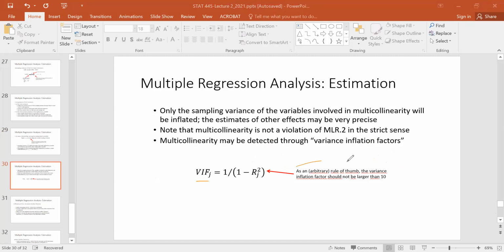Okay. It's an arbitrary rule of thumb. If this number computed by a computer is greater than 10, in some books they say 5, if it's bigger, then multicollinearity is a problem. What is multicollinearity? When there's a near perfect relationship amongst your independent variables or your regressors, that causes an increase in the variance of your estimates.